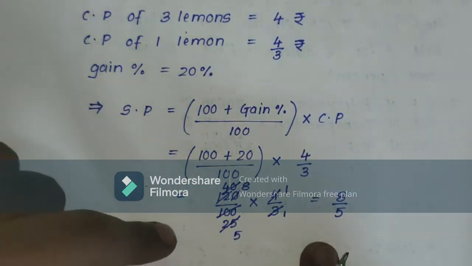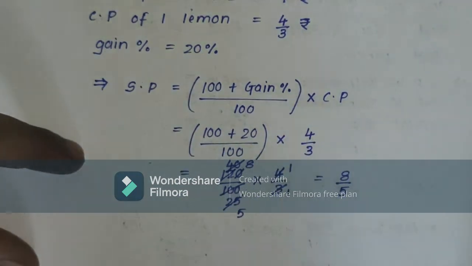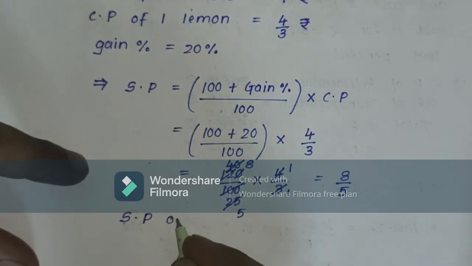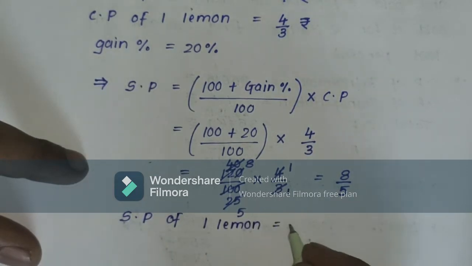Okay, so you have to sell the lemon. This is what the answer is. You will write a statement that the selling price of one lemon is equal to 8 by 5 rupees.